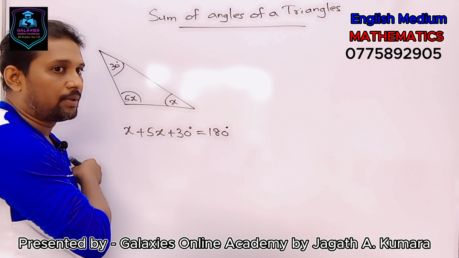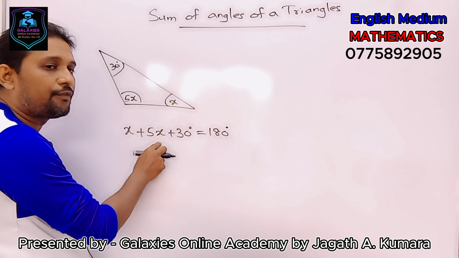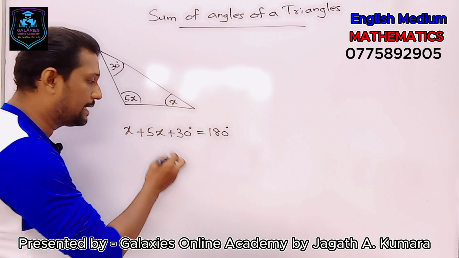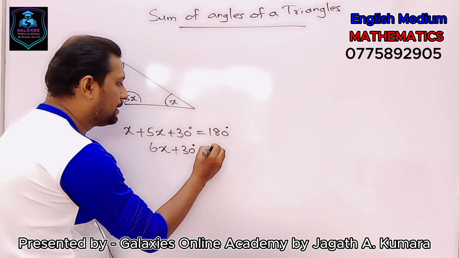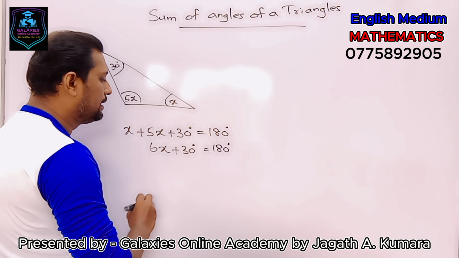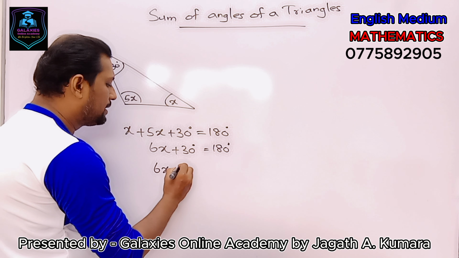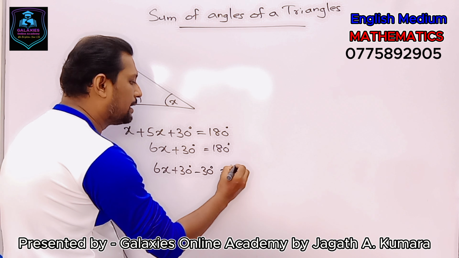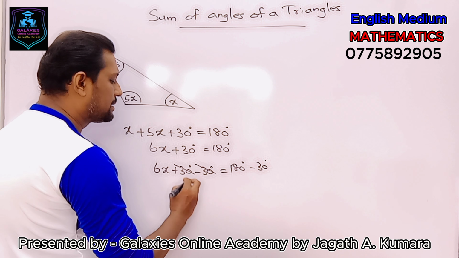Then we can solve this equation. These two are like terms, no? x plus 5x. x means 1x. 1x plus 5x means 6x. 6x plus 30 equals 180. Then I can remove this plus 30. To remove this plus 30, what do you have to do? You have to put minus 30 on both sides. Then plus 30 minus 30 cancel.